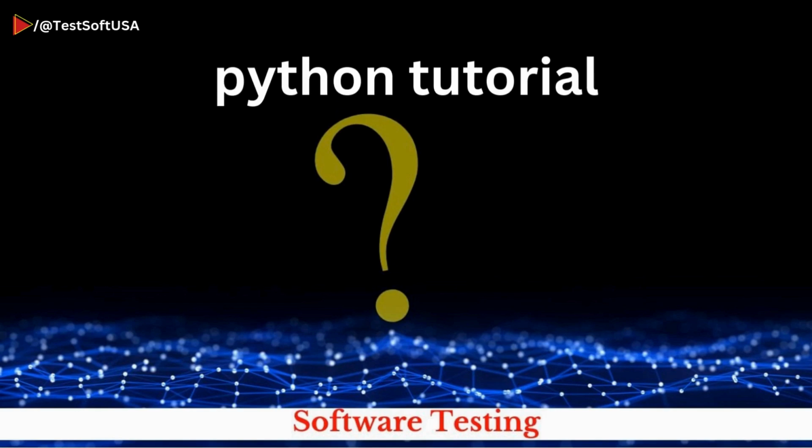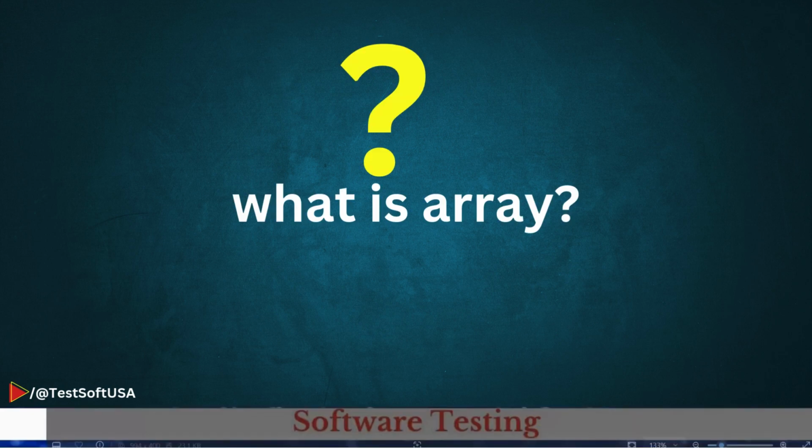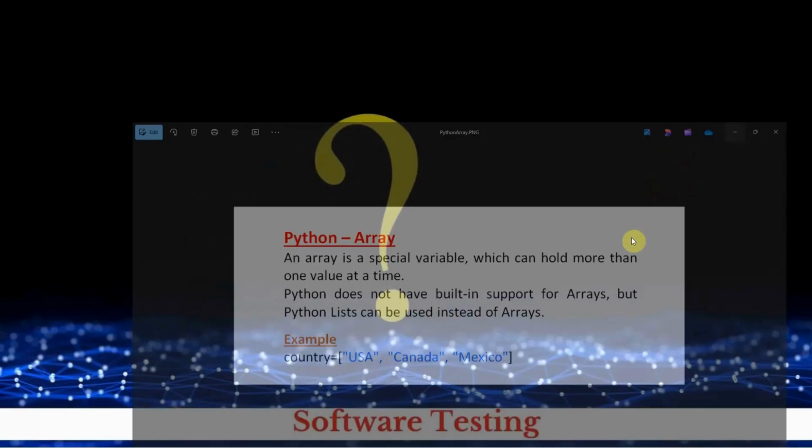As part of the Python tutorial, today I will talk about arrays. So the first question: what is an array? An array is a special variable which can hold more than one value at a time. Python doesn't have built-in support for arrays, but a Python list can be used instead. Here is an example. Let's say country is the array variable, and the array is USA, Canada, Mexico. It might be more. We'll do a real-life example in the IDE.